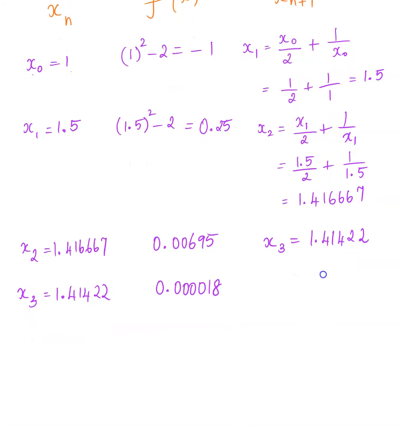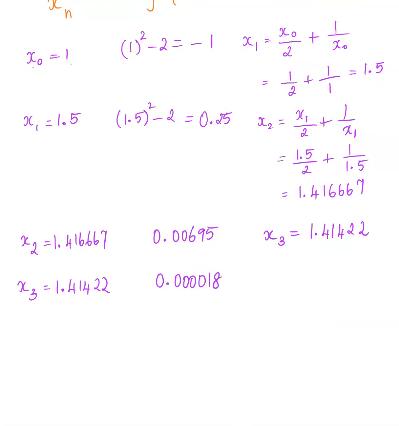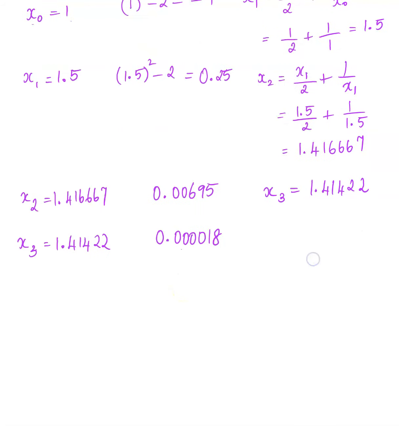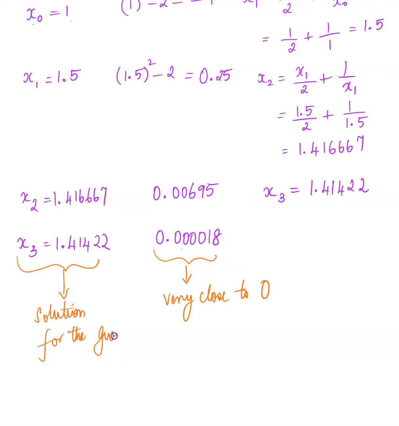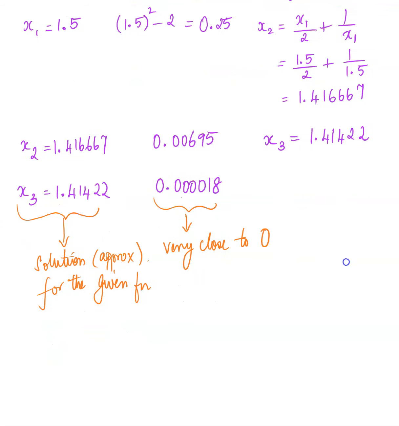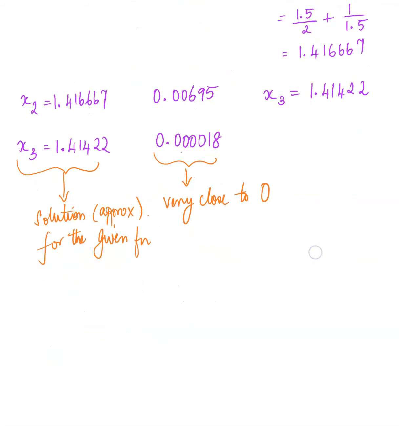In fact, you can go with x4 as well and see what happens, if it exceeds or goes beyond 0. But what we see here is very, very significant because this is very close to 0. That means this must be the solution for the given function. When I say solution, of course, I mean approximate. We're already rounding things, so it is definitely approximate.